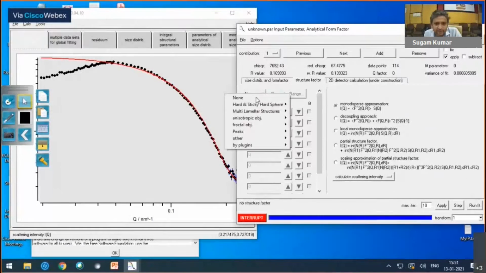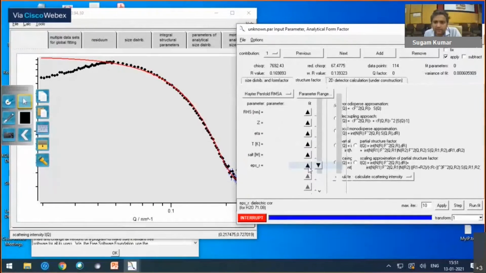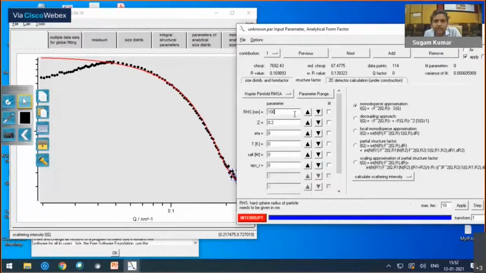Here, the structure factor, we will choose 8 fold, which is for screened Coulomb. RHMS is usually the equivalent radius, so I will take around 20. Charge I will also take around 20. This is 1%. I already know this is the volume fraction, so it's 0.01. Temperature measured at 30 degrees Celsius. No added salt, and epsilon r is the dielectric constant, so I will take 80.